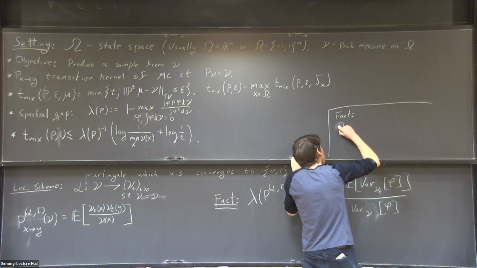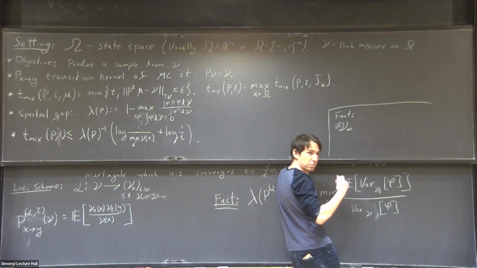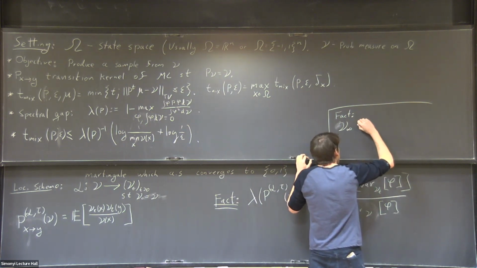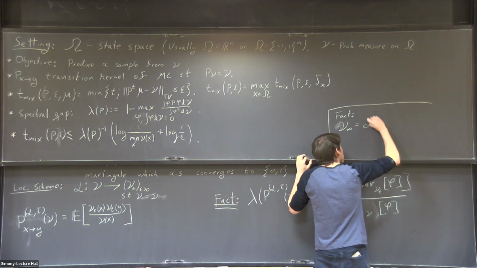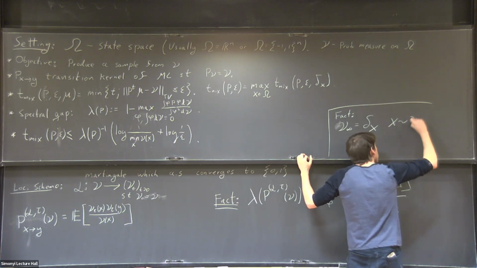nu at time infinity, whatever that means, is basically equal to delta at some point x, and x is nu-distributed.